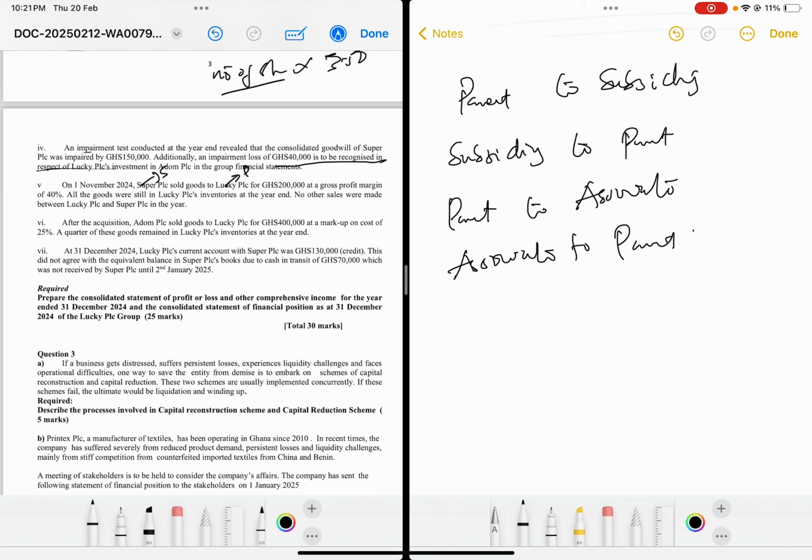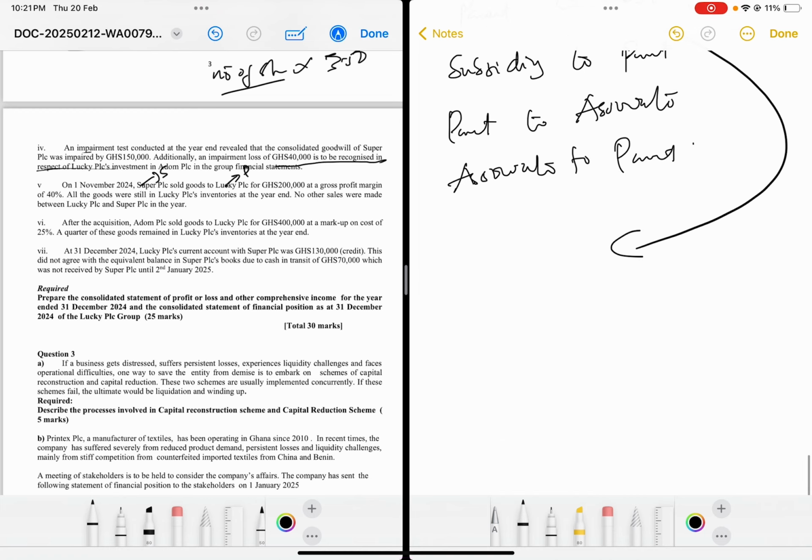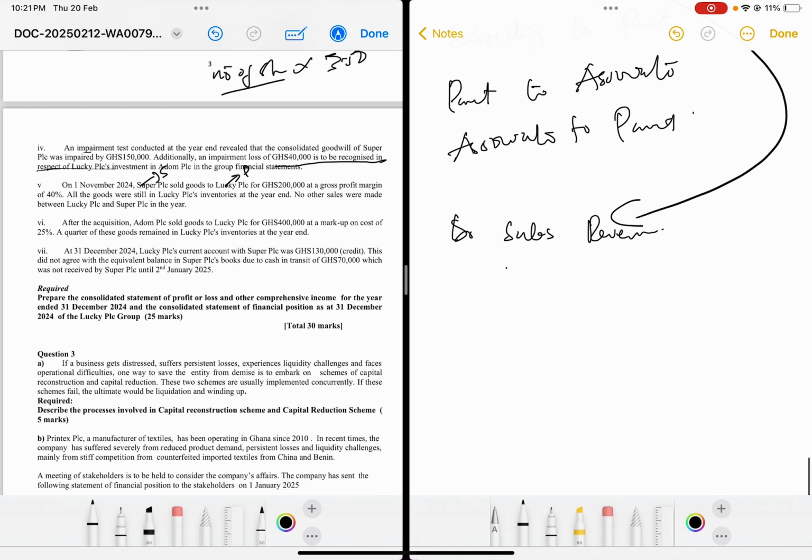Now, if it's from subsidiary to parent, which is this case, there are some entries you are supposed to do. So make sure you watch the other short video before this. When you watch it, realize that if it's between subsidiary to parent, we will debit our sales revenue. So in this instance, we are going to debit our sales revenue.